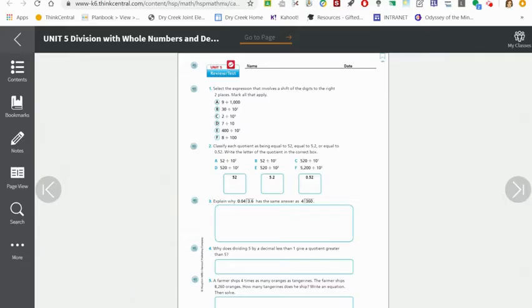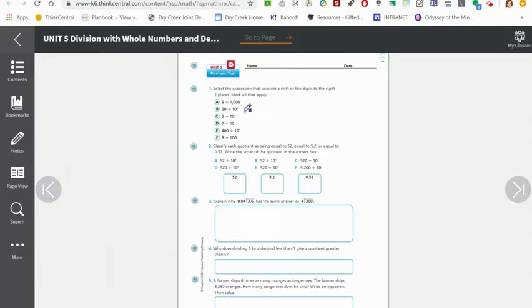So we're going to be looking at the chapter review in case you're having problems on Think Central. Okay, so the first thing we're going to be looking at is the first question. It says, select the expression that involves a shift of digits to the right 2 places, mark all that apply. When I read mark all that apply, I know there's got to be more than one.